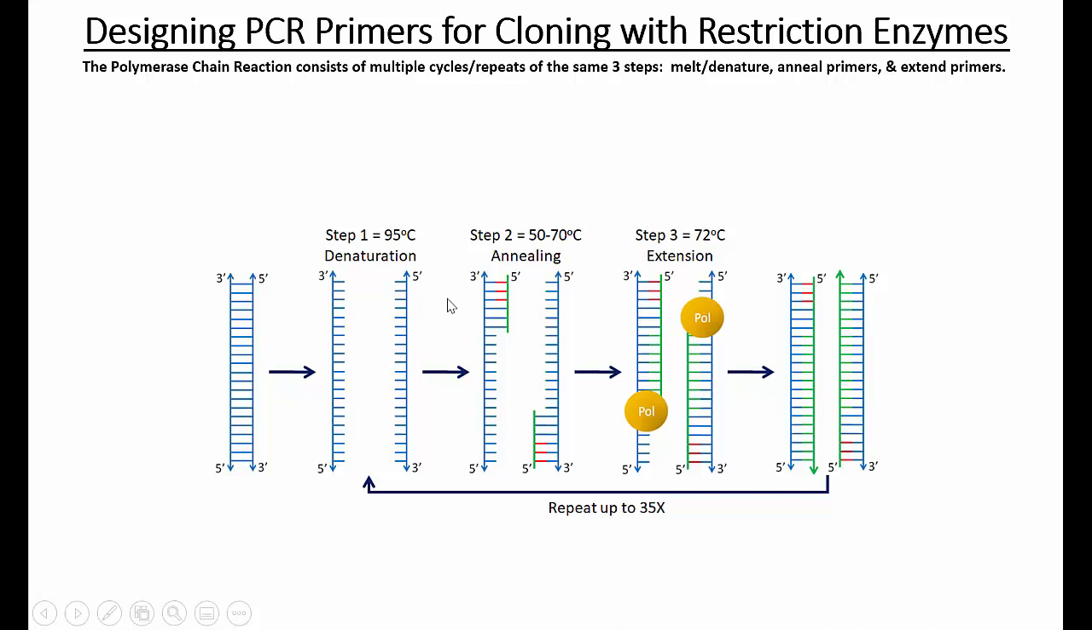We melt the DNA apart, we have our primers that anneal, they define the sequence that we're amplifying, the beginning and end of it, that is. Then DNA polymerase comes in and extends the primers. And we do this over and over and over again, and we end up with our PCR product that is the target sequence plus whatever we want on the ends.